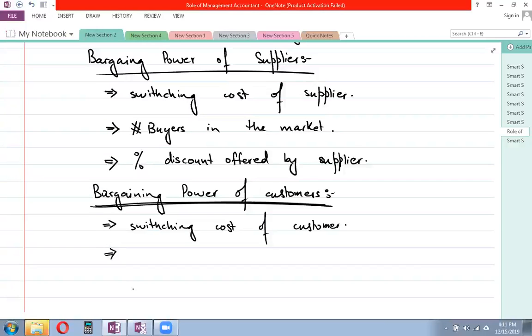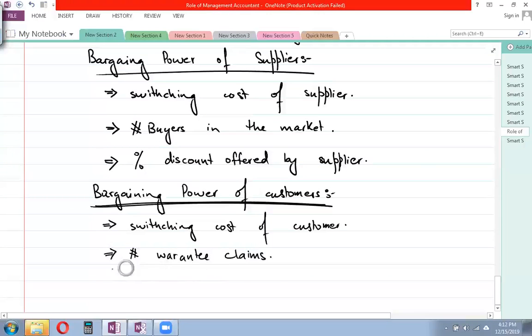I'll give you an example. We actually bought a software a few weeks ago. Now that software has a lot of issues, but we still cannot return the software because we actually need it a lot. So let's write it down. The next one will be the number of warranty claims. If customers are having a lot of warranty claims, it means that they actually have a lot of bargaining power, right? Yes, the discount one.